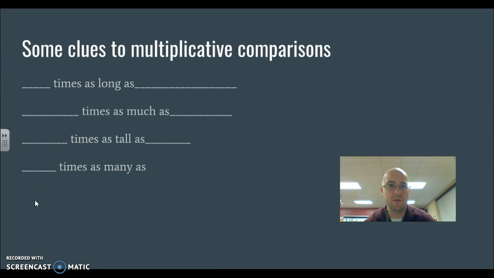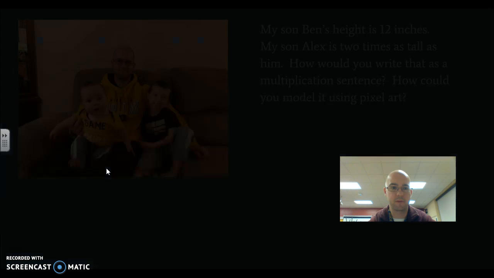Here are some clues that you would be doing a multiplicative comparison. Using multiplication, if you see blank times as long as blank, or blank times as much as blank, or blank times as tall as blank, or blank times as many as blank. These phrases are clues that you are using multiplication to compare things.